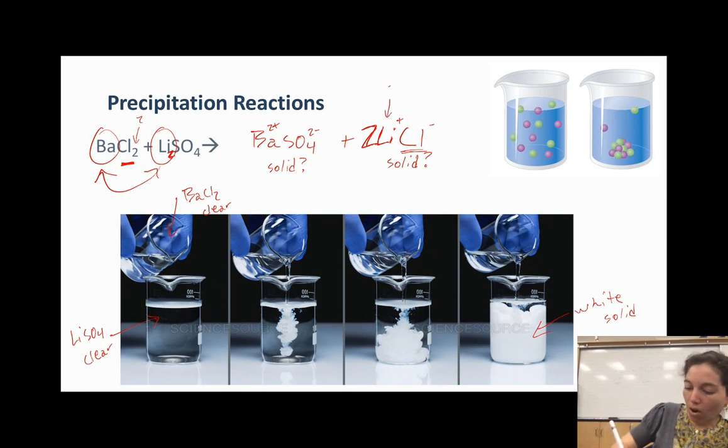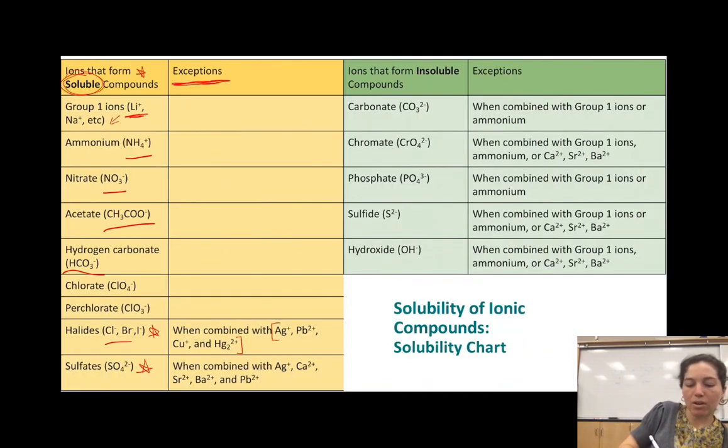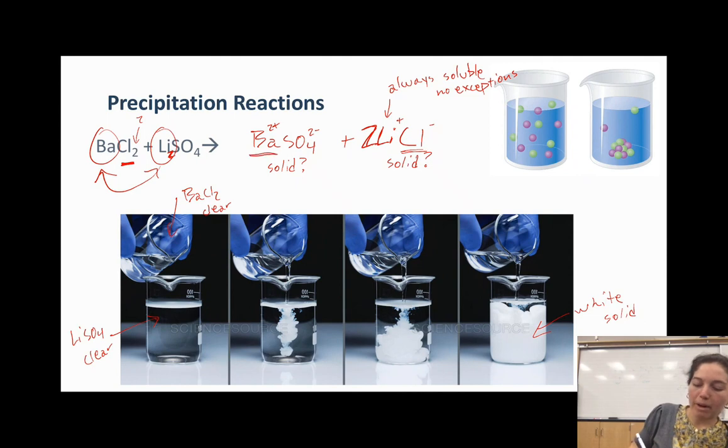Also, lithium is always soluble, and there are no exceptions to that. So it's definitely not this one, which probably means it's our barium sulfate. So let's go back. See how lithium here is always soluble, no exceptions listed here. So if we go down to our sulfates at the very bottom, we see that sulfates are soluble unless combined with silver, calcium, strontium, barium, or lead. And our example here has barium in it, so it qualifies. So this is our white solid.